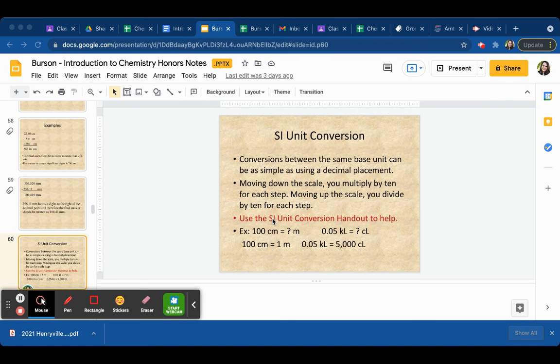Okay, please open your notes if you haven't already. We're going to start with unit conversion today.